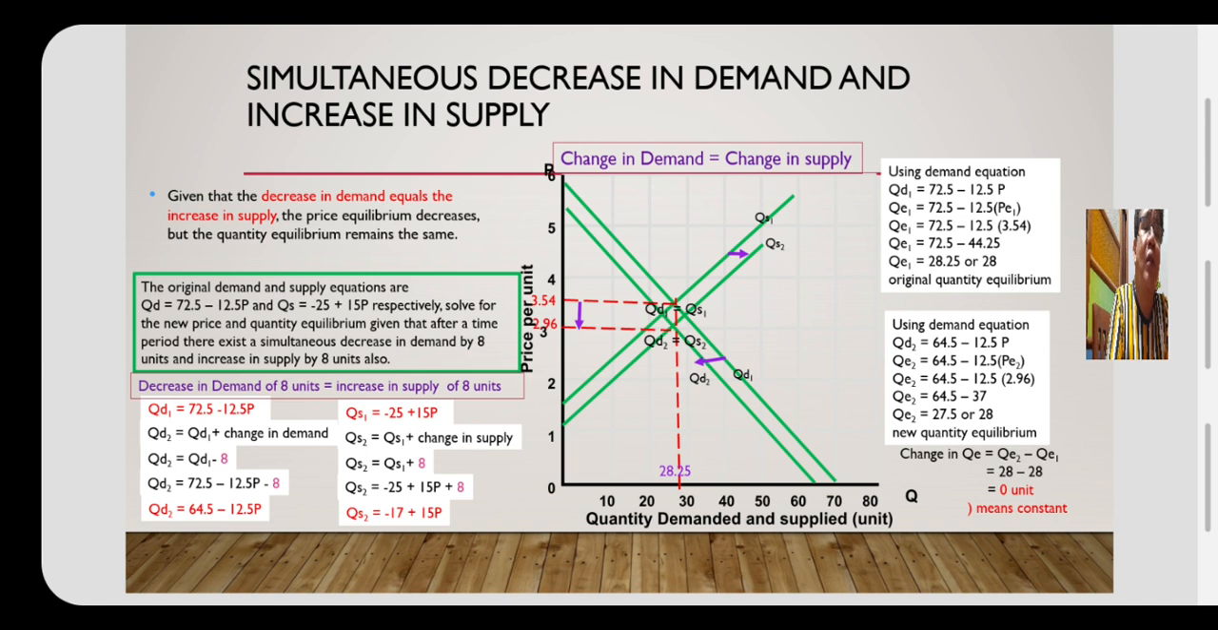It remains constant. So notice that graphically there is no change in quantity equilibrium, but there exists a decrease in price equilibrium from 3.54 to 2.96.